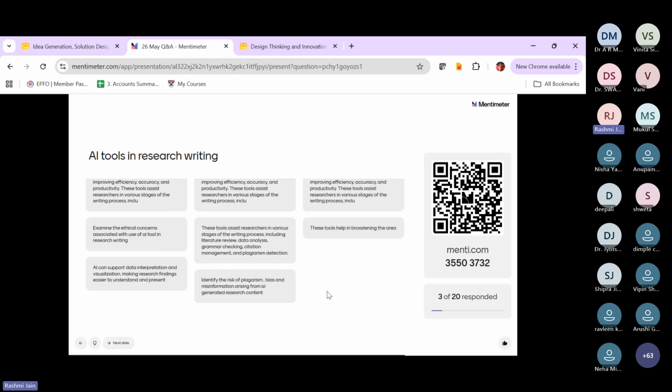Identify the risk of plagiarism, and bias, and misinformation arising from AI generated research content. Excellent. Excellent. Very good. Let's have one or two more responses. Then we'll close this activity and we'll move to the discussion points.